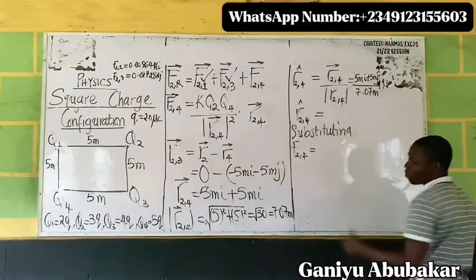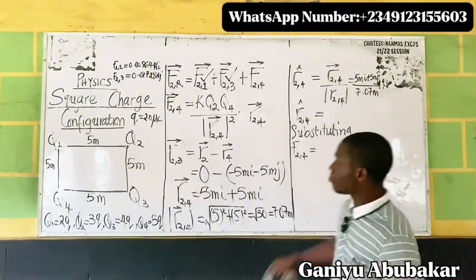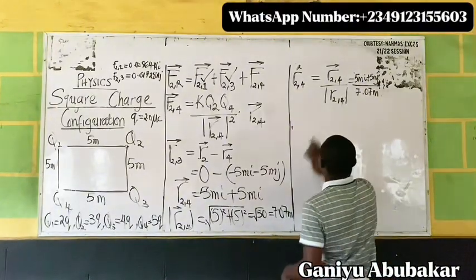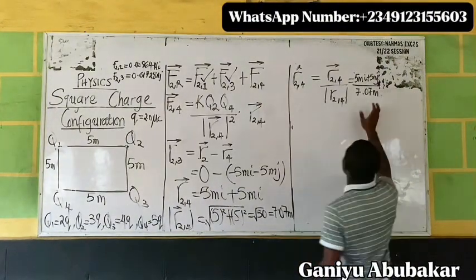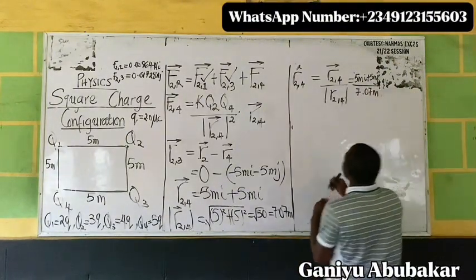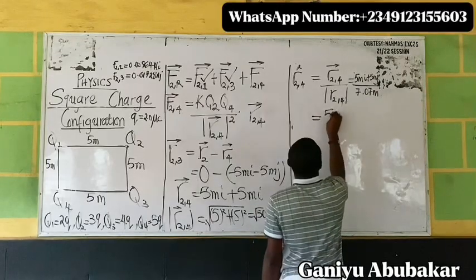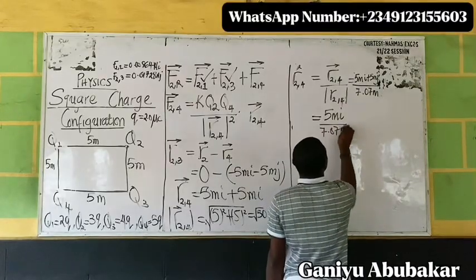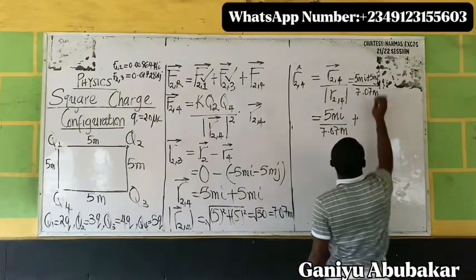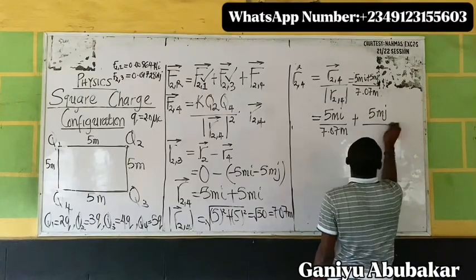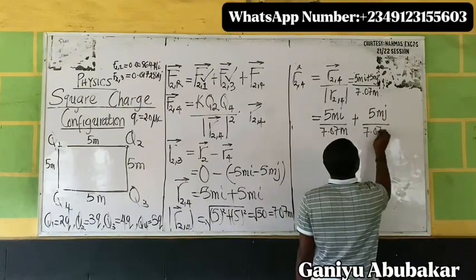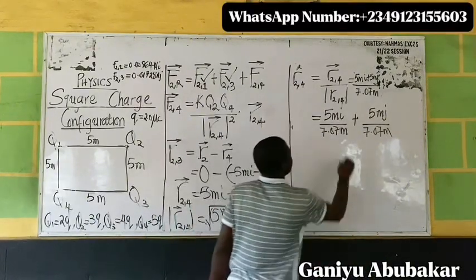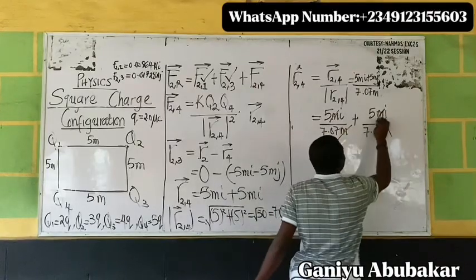I have to clean this part because it's complex there. To clean this off, rub it off. Alright. Since you have this nature, having I and J together, separate them. This is now equal to, pick the first one, 5 meters I over 7.07 meters, then plus 5 meters J all over 7.07 meters. Alright. Divide them, meter cancels meter.